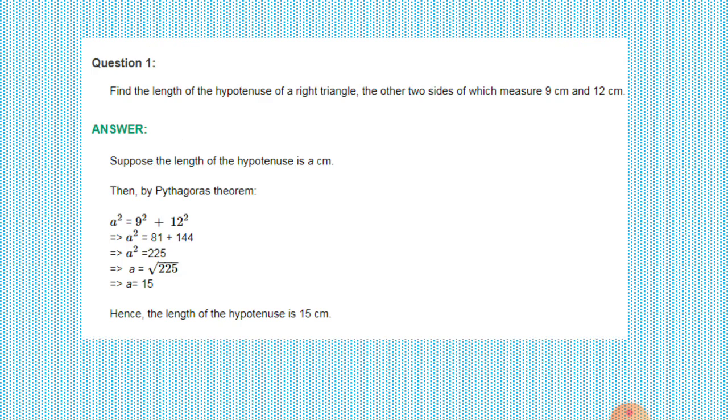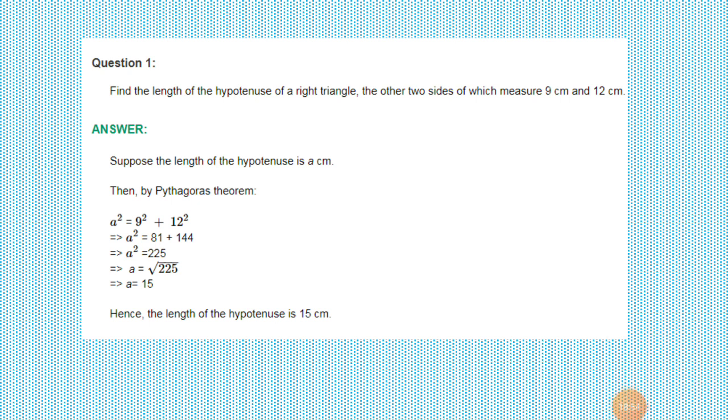Find the length of the hypotenuse of a right angle triangle, the other two sides of which measure 9 cm and 12 cm. Suppose the length of the hypotenuse is a cm. By Pythagoras theorem, a square is equal to 9 square plus 12 square. 9 9s are 81, 12 12s are 144. a square is equal to 225. a is equal to root 225, a is equal to 15. 15 into 15 is 225. So the length of the hypotenuse is 15 cm.